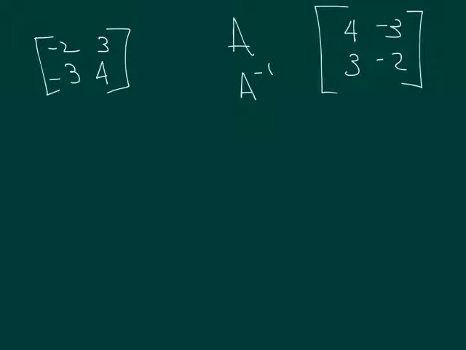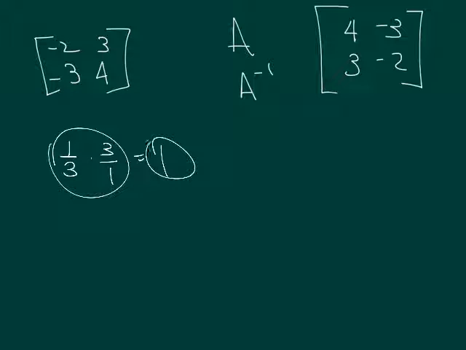If they're inverses, when we multiply them, just like the number 1/3 times 3 over 1, when we multiply those, we get 1. We get the identity. Okay? So when we multiply these together, we get the identity.